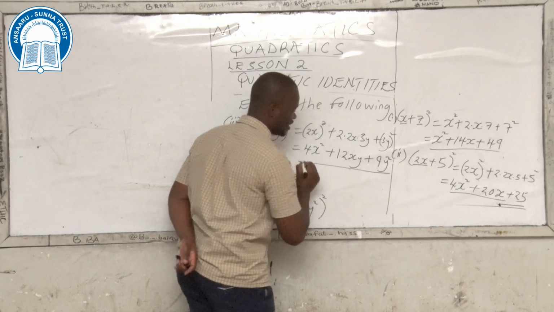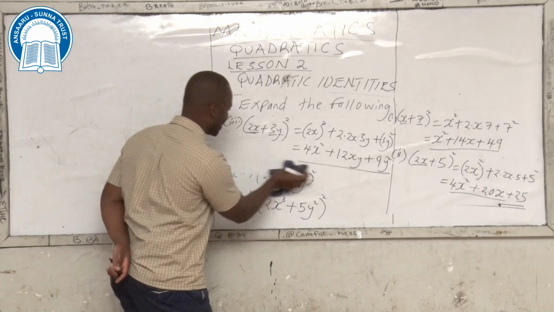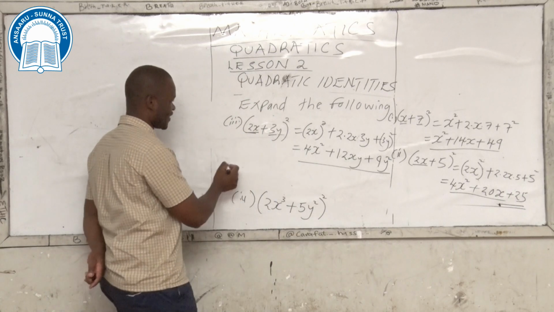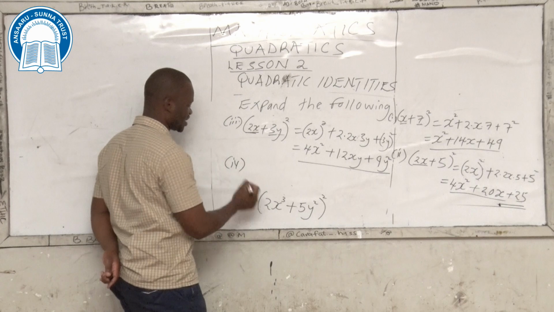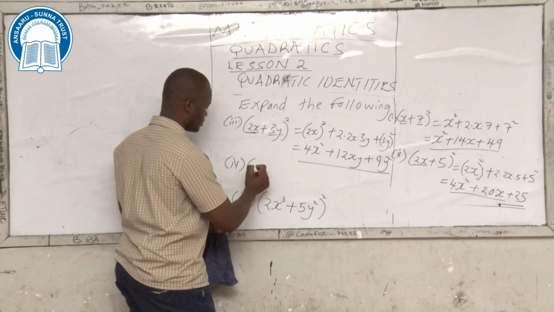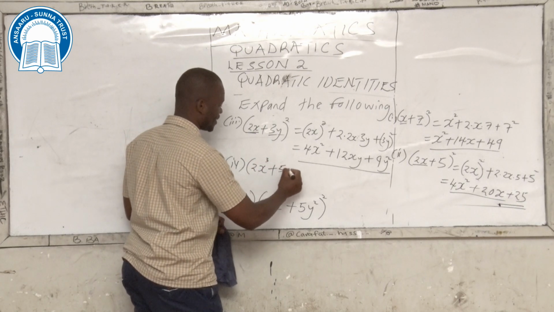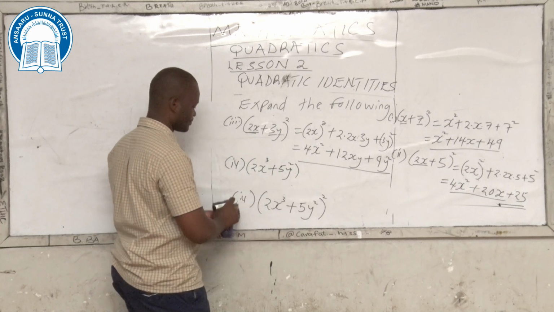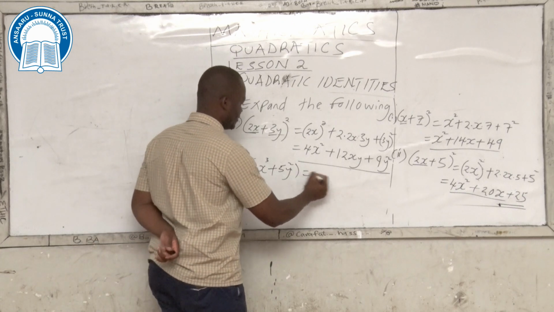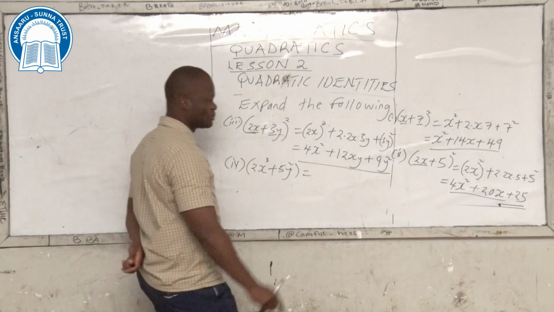9y squared. That becomes the final outcome. Now we have our last expansion in terms of the first quadratic identity. Here we have 2x cubed plus 5y squared. We want to get that expansion achieved in 2 steps like the previous ones.